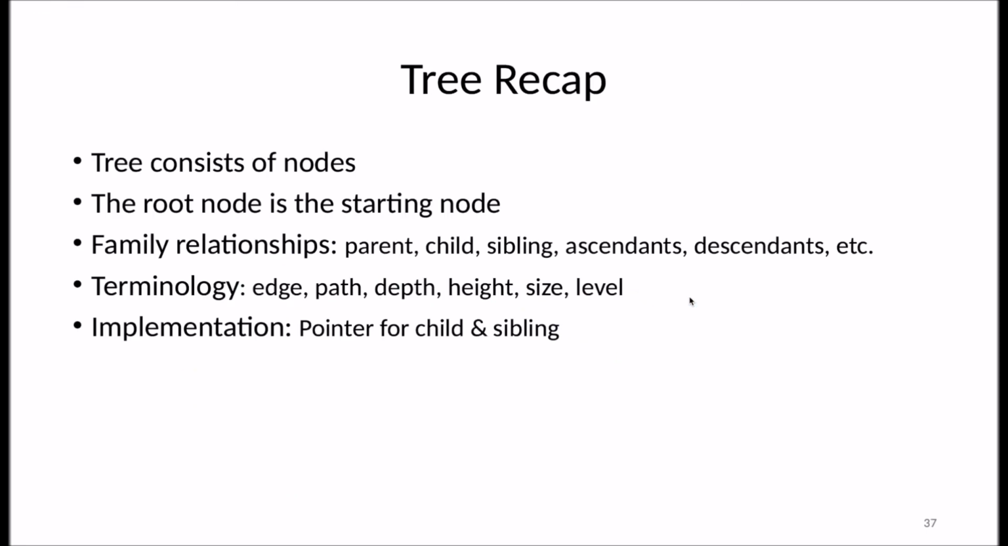Now to recap, a tree consists of nodes. The root node is a starting node, and we use family relationships to describe the relationships in a tree. There's also terminology. We covered edge, path, depth, height, size, and level. And the implementation of a tree is using pointers. For a generic tree like this, we have a child pointer and a sibling pointer.